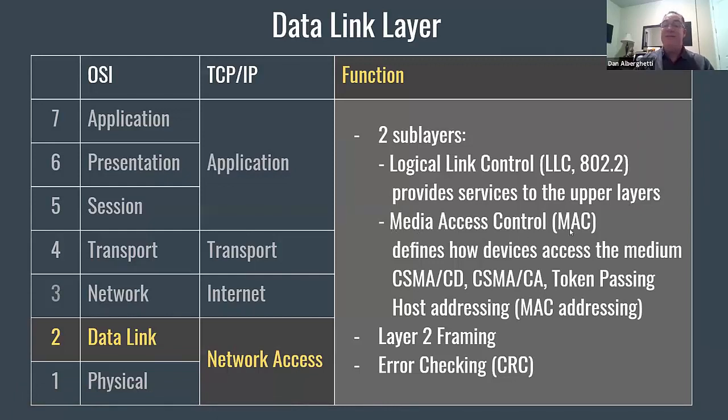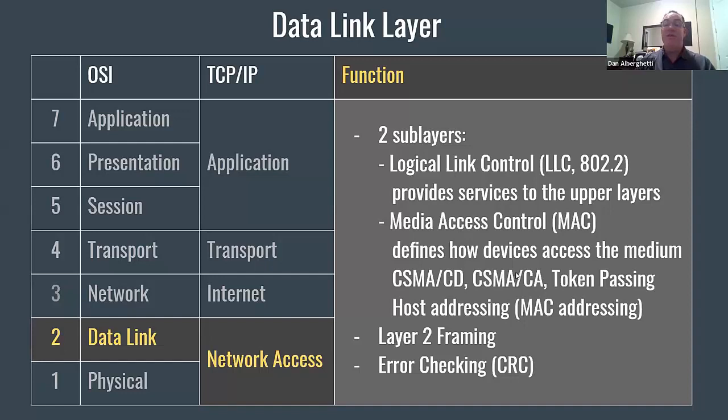And then the media access control defines how devices access the medium. We're talking about carrier sense multiple access with collision detection for Ethernet that's wired, and carrier sense multiple access with collision avoidance if it's Wi-Fi. All right. Media access control, if it was a token ring network, could involve token passing, but we don't use token ring networks anymore. We use Ethernet networks, right? Ethernet won that war a long time ago.